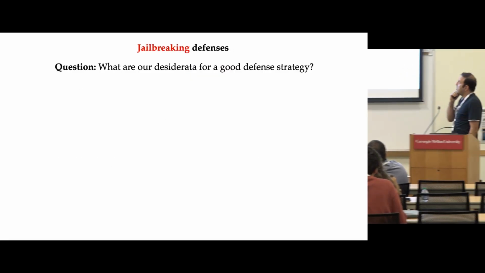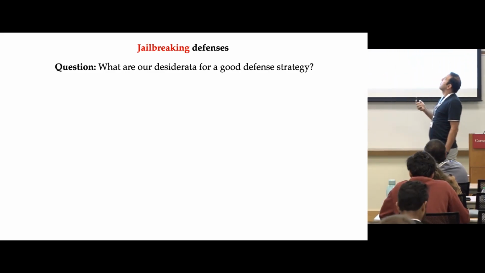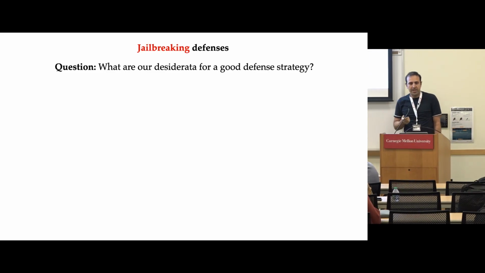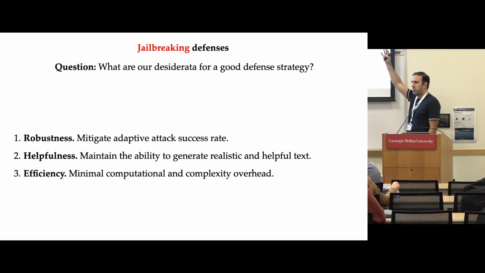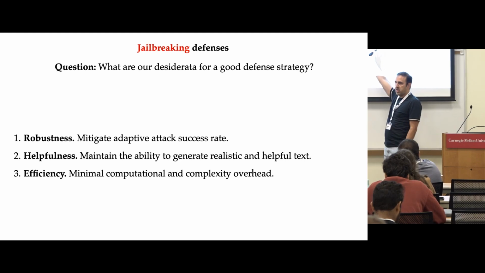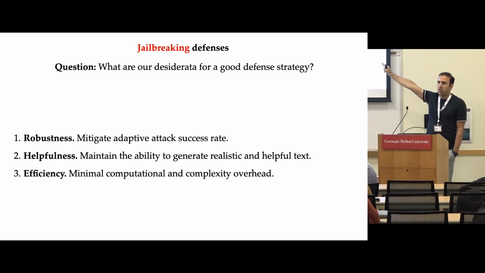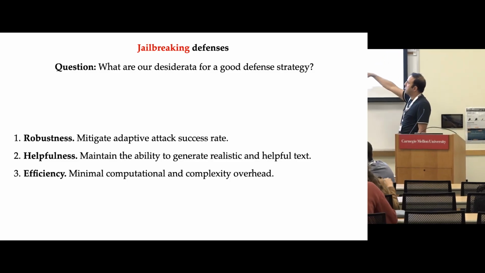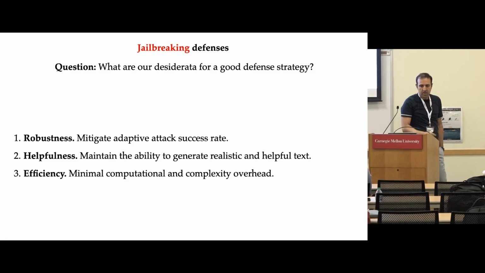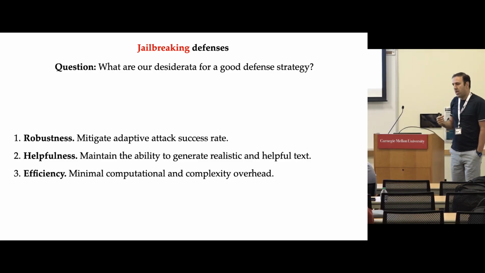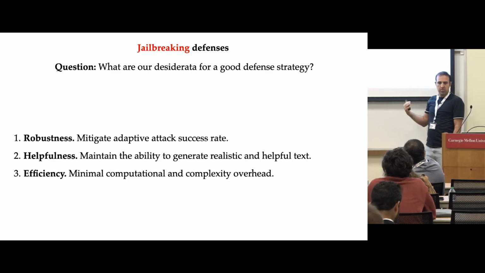Okay, so when we talk about the defense, what are our desiderata for a good defense strategy? We're going to think about three things. I talked about robustness, so we want to be able to mitigate the attacks. That's number one. But we want to keep the model's helpfulness, so we want the model to be able to generate realistic, helpful text. And then efficiency. We want the complexity of the defense to be minimal.